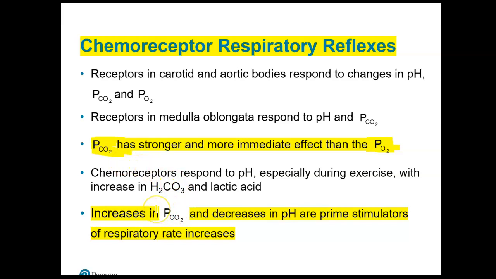And increases in carbon dioxide partial pressure or concentration, which is correlated with decrease in pH, are prime stimulators of respiratory rate increases. So it causes you to breathe faster whenever you have high levels of carbon dioxide in your blood or low pH.